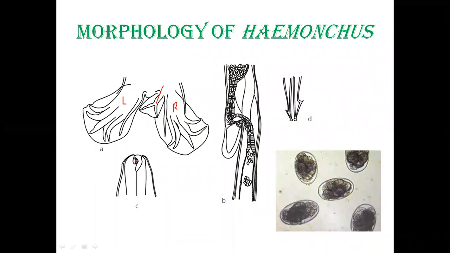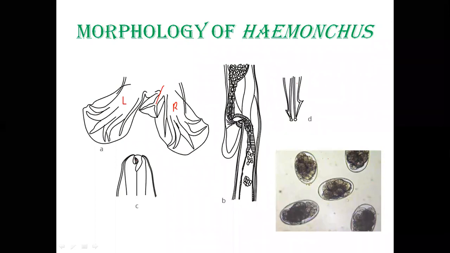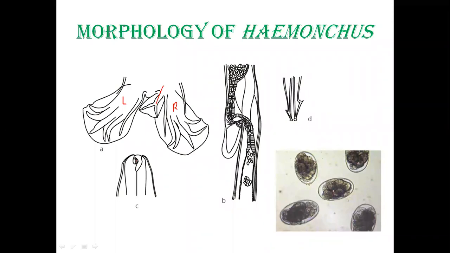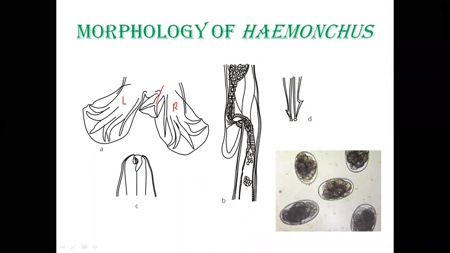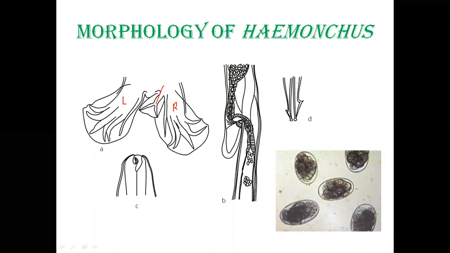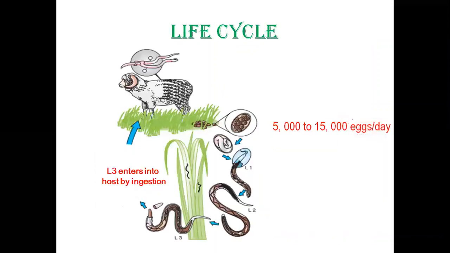Coming to the egg, a typical strongyle egg contains a thin-shelled egg with different stages of segmentation of the embryonic mass. The life cycle is quite simple. The parasite will lay 5,000 to 15,000 eggs per day, and if the environment is conducive, with sufficient warmth and moisture, they will hatch out into L1, L2, L3.